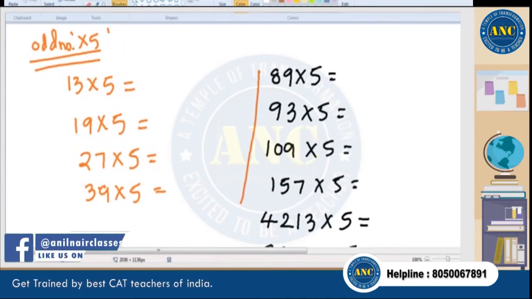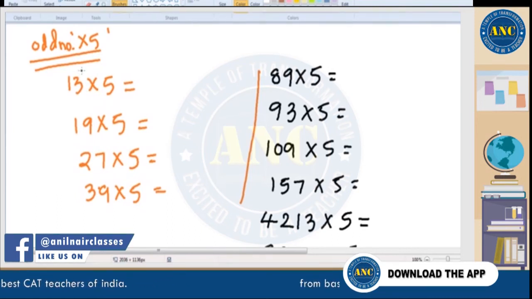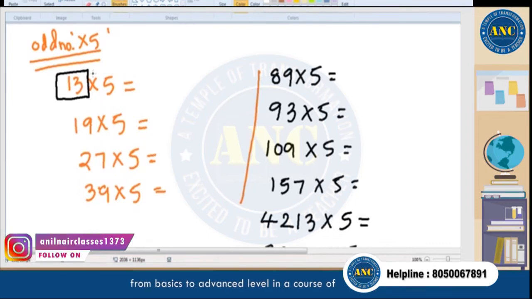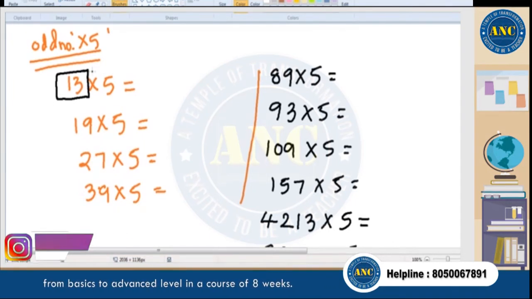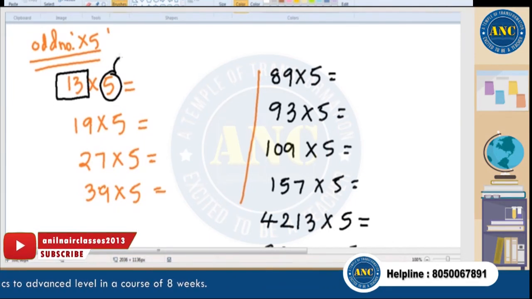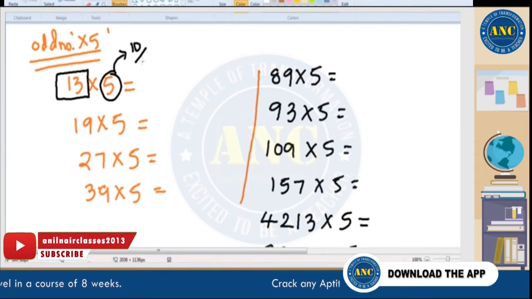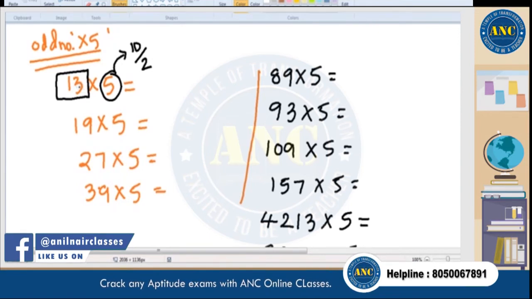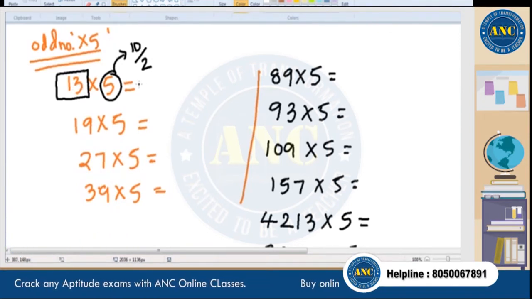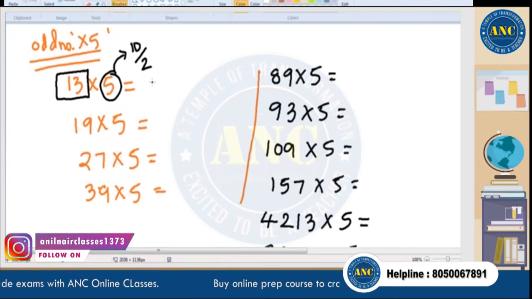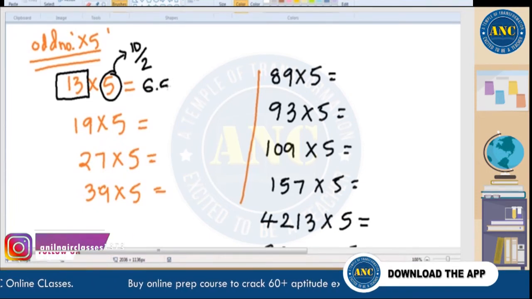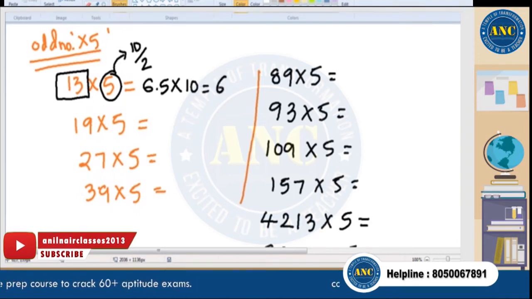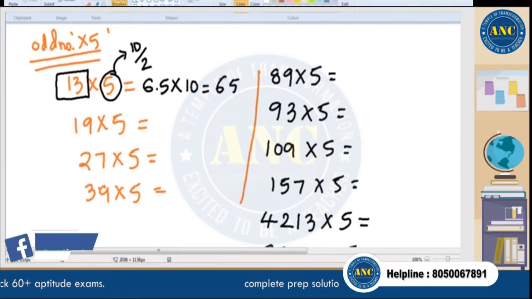So, what's happening here? 13 into 5. What is the difference from the previous question to this question, sir? Previously, the number was an even number, so I wrote 5 as 10 by 2, so multiply with 10. What is half of 13, sir? Initially I am giving the general method. 13 by 2 is 6.5, but you have to multiply this number with 10. Answer is 65.